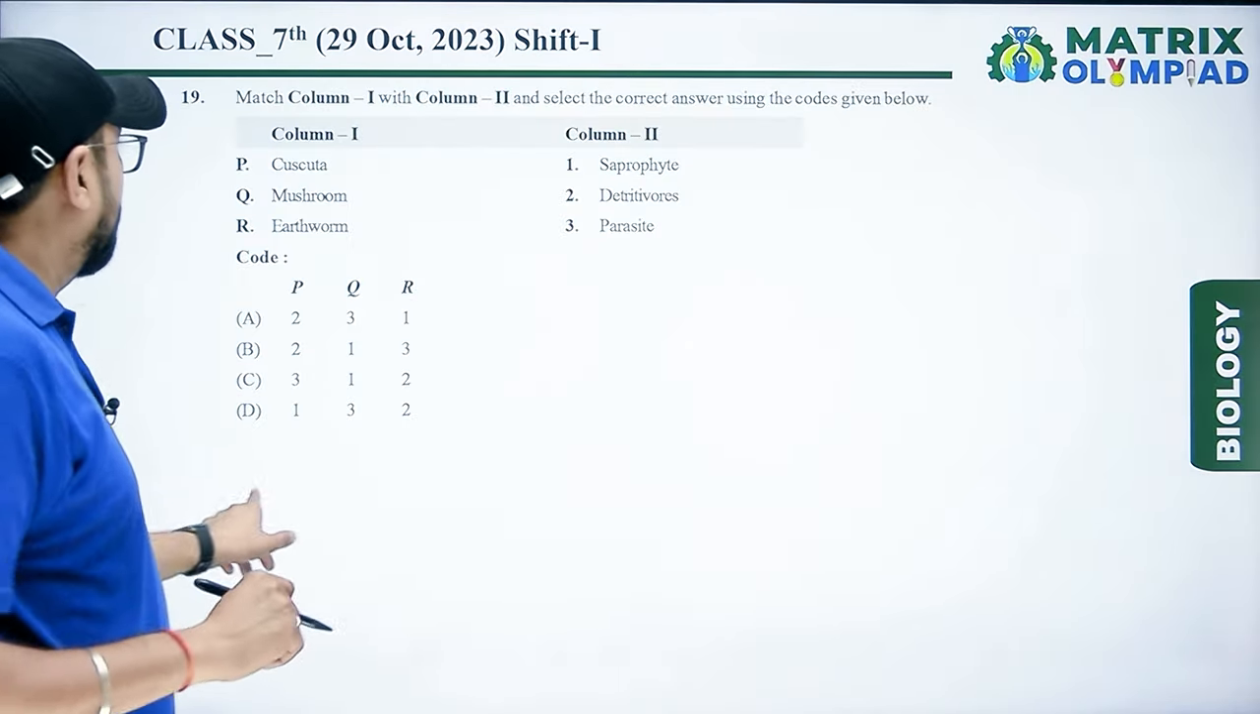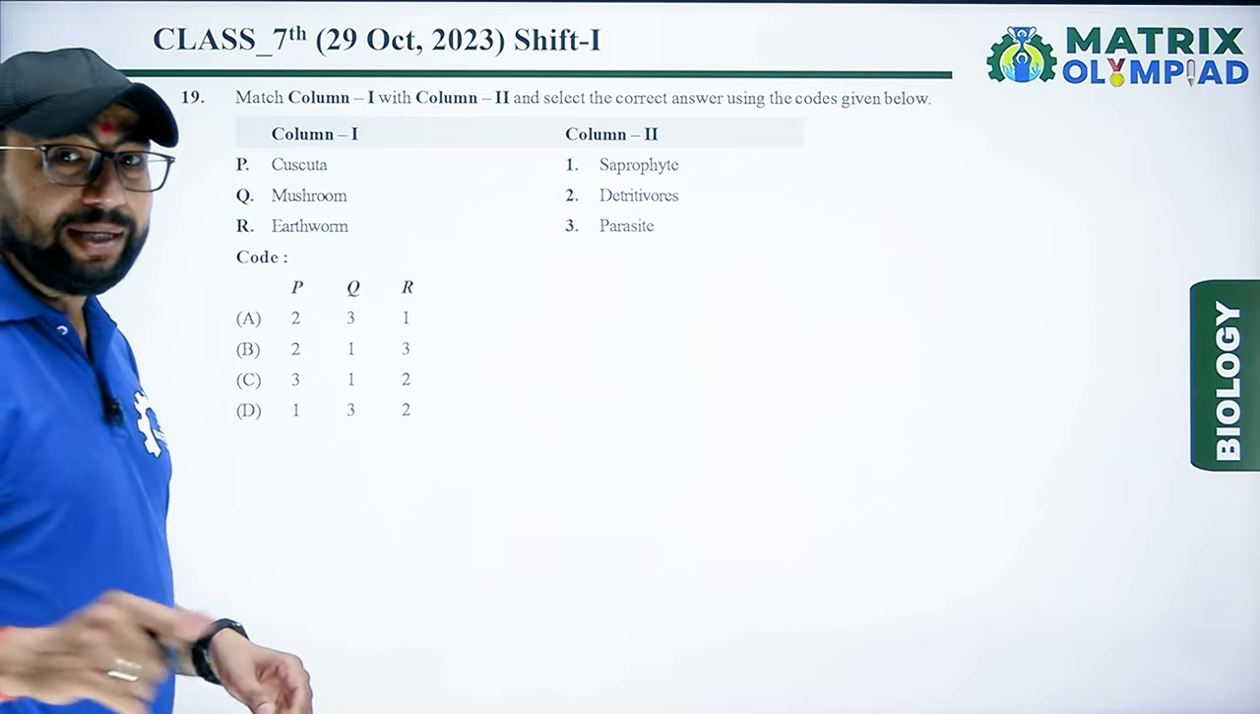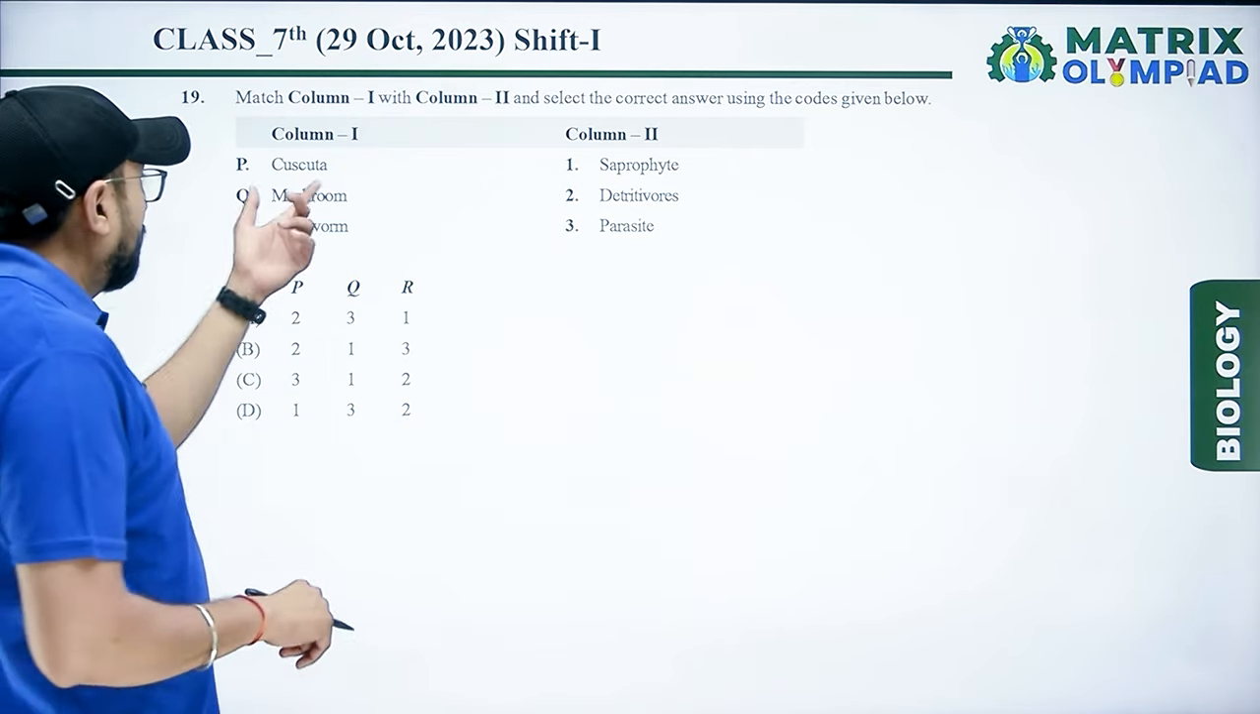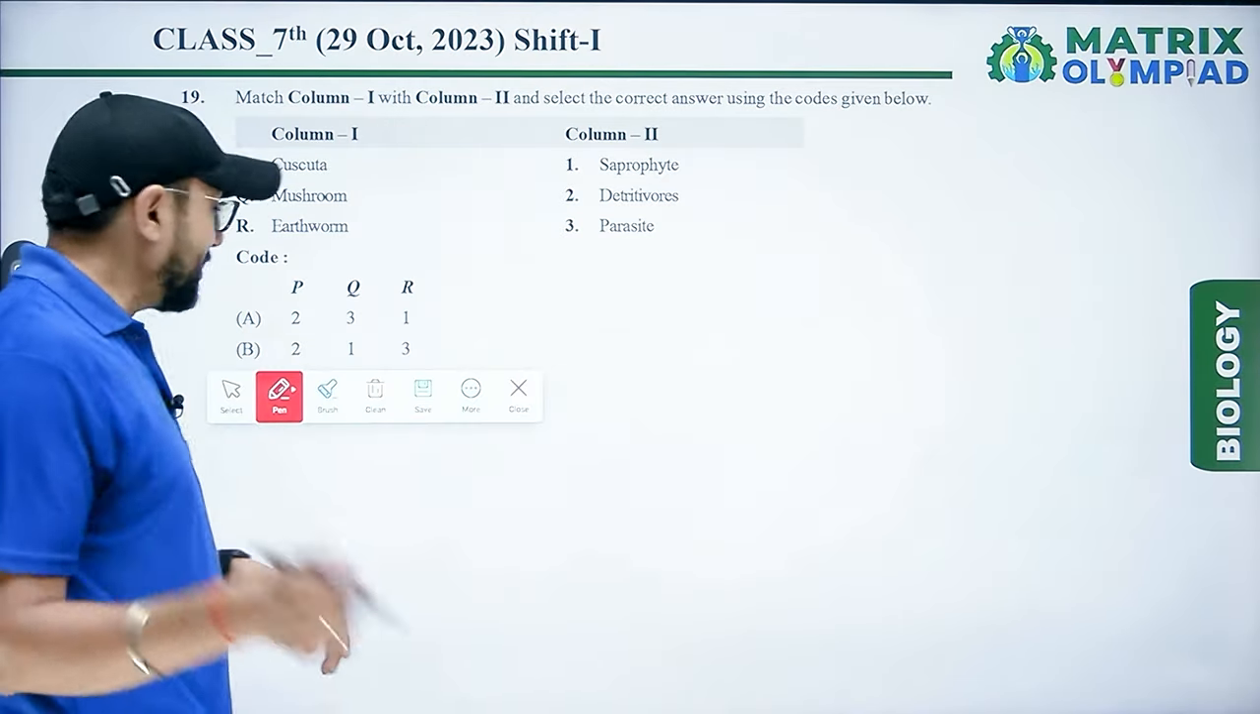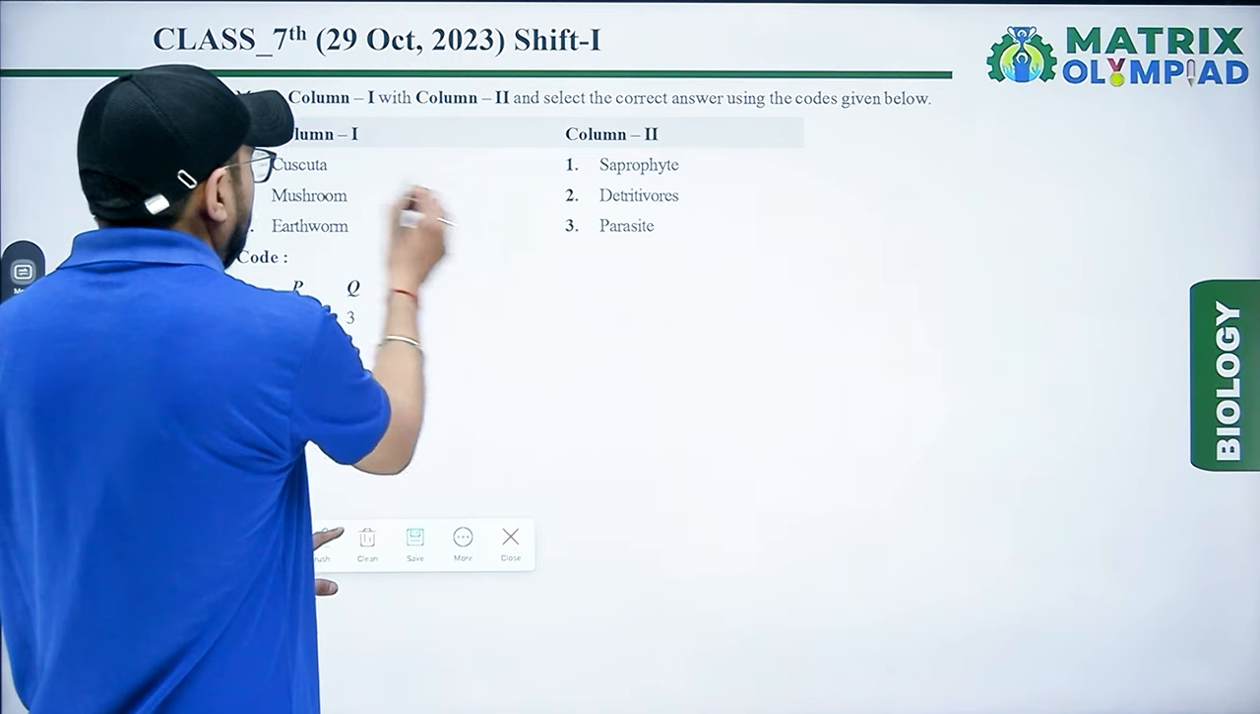Next one is, match column first and second. First, cuscuta is a parasite.